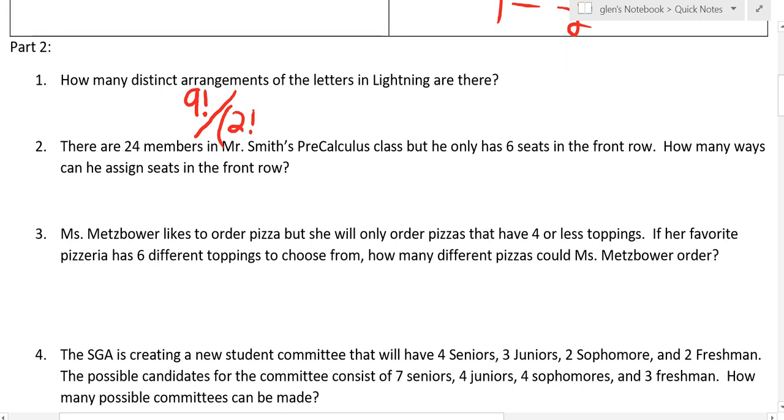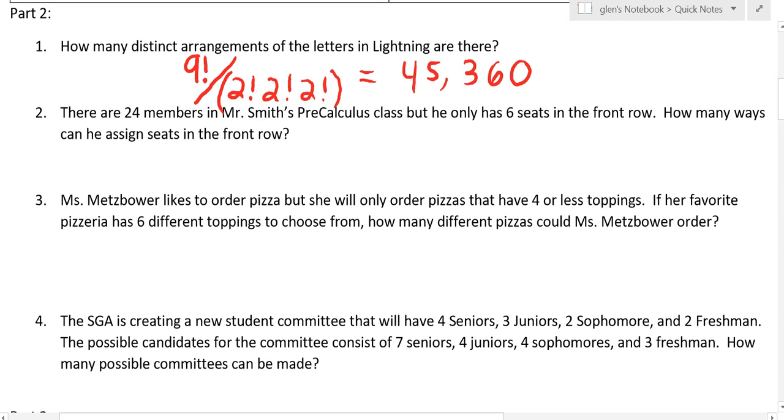2 i's, 2 g's, 2 n's. Okay. So you're doing 9 factorial divided by 8, basically. I don't know what that is. 45,000 what? 360. Does everyone feel okay with those kinds of questions? You'll definitely see one of those.